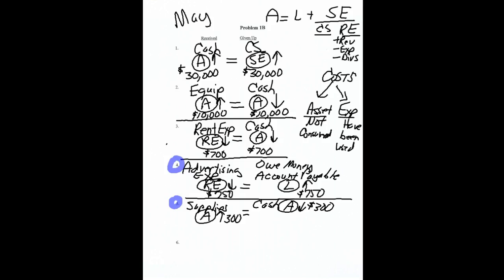Transaction number 6, received $8,000 cash from customers for services. So what did we receive? The company received cash. What did they give up? Well, they gave up services. So they provided services.